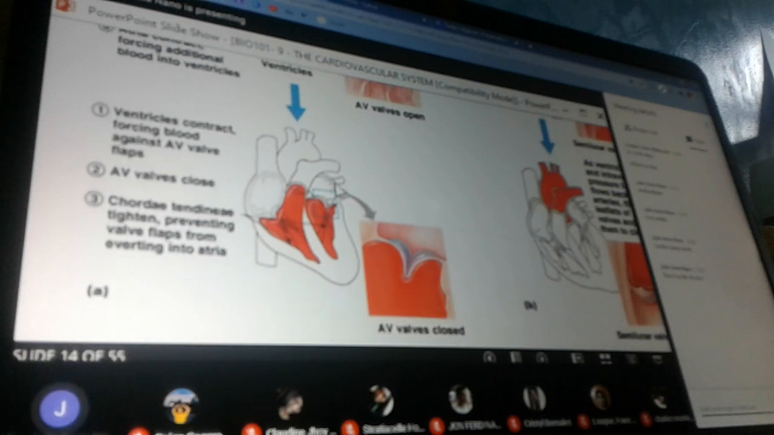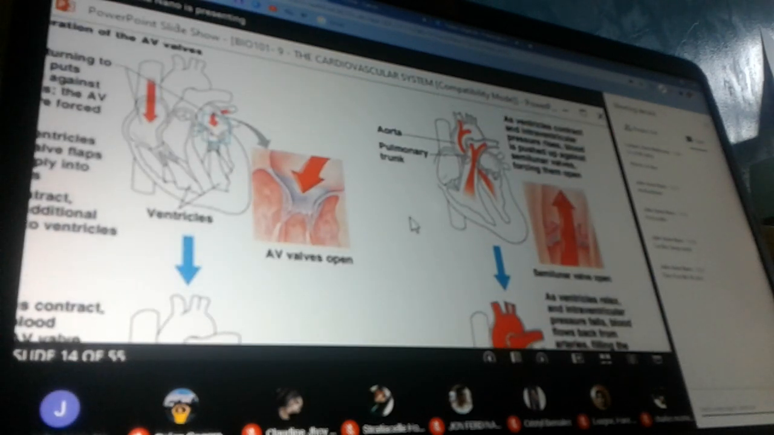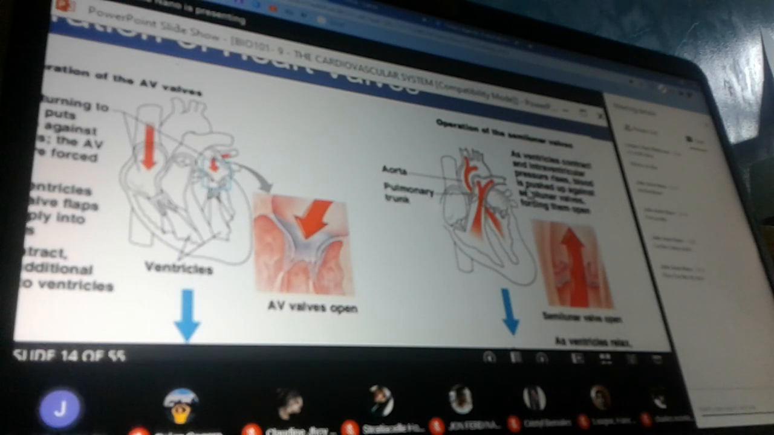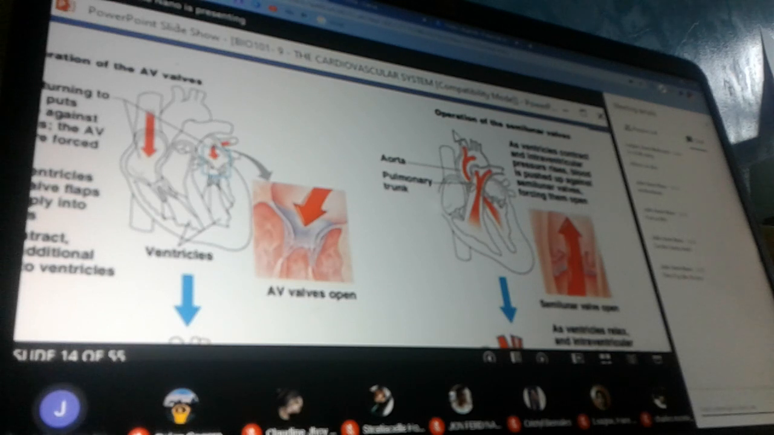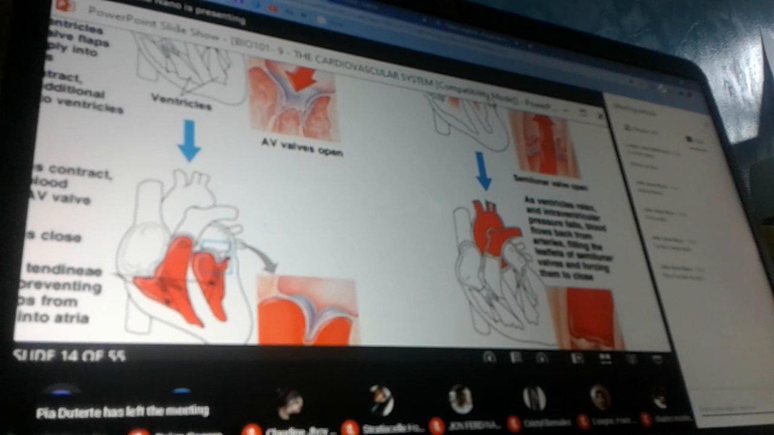So once na yung blood, class, na sa ventricles na, yung ating valves, class, is dapat mag-close, okay? So mag-close sila with the use of our papillary muscle pati yung chordae tendineae natin, okay? So ganyan siya. Same lang din dito, class. Mag-open yung ating valves because of the pressure. And then, mag-close sila because of the chordae tendineae as well as yung ating papillary muscles.